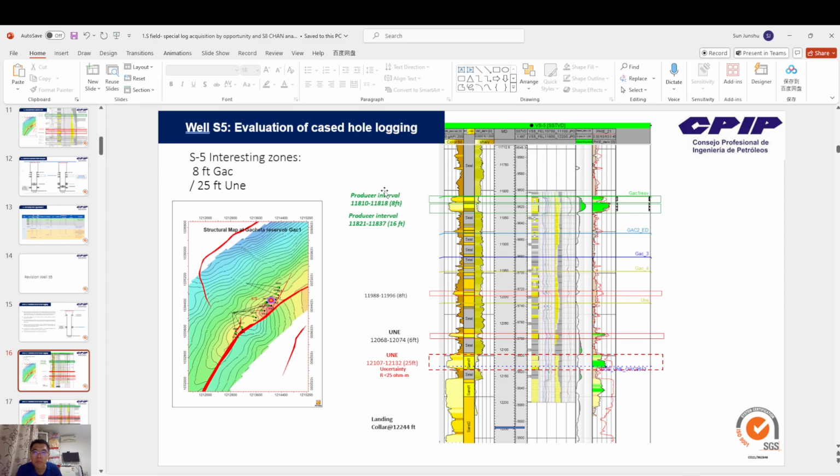So current producing interval, including 8 plus 16 feet of 24 feet. This is the Lower Gajita, and the Uni. The Uni potential, the uncertainty is the resistivity is low, lower than 25 ohm meters.